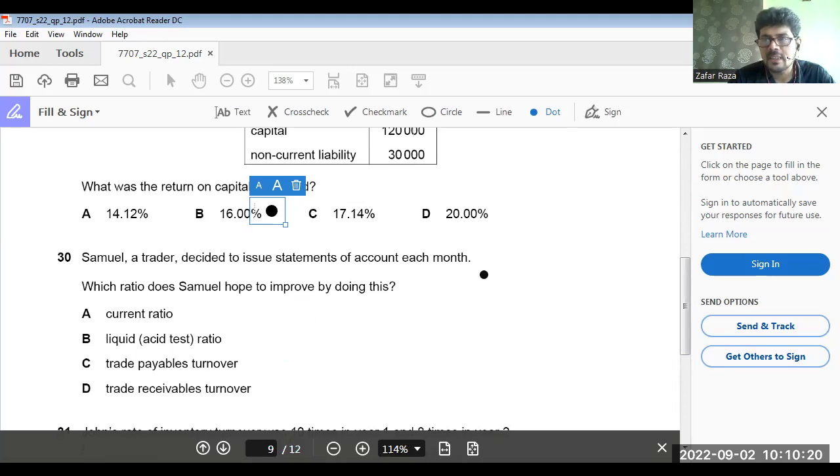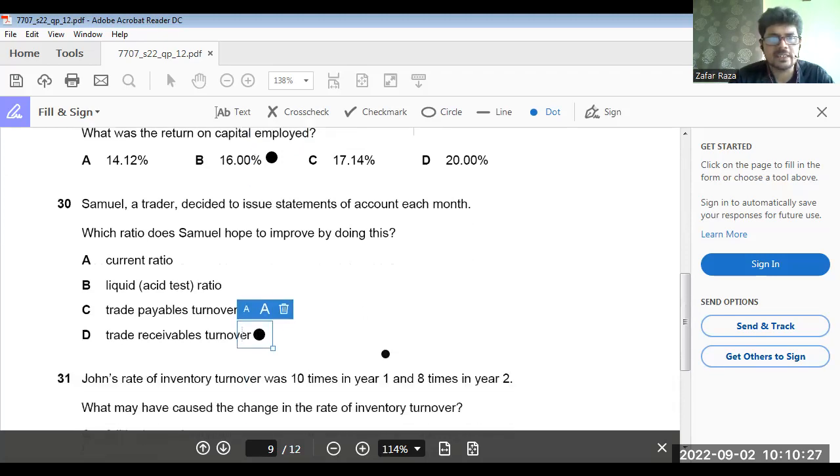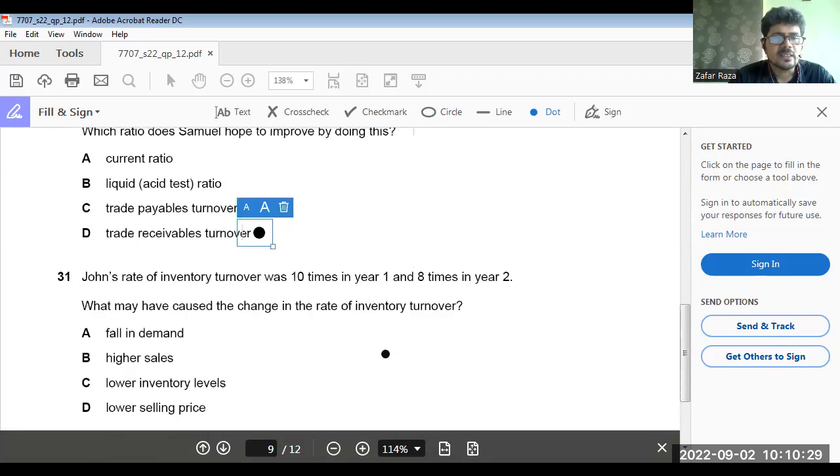Samuel, a trader, decided to issue a statement of account. Issue account means he is keeping records of all the customers. So which ratio is helpful? Trade receivable turnover, nothing else. John's rate of inventory turnover was 10 times in year 1, 8 times in year 2. What may have caused the change in the rate of inventory turnover? The first and the most important reason is fall in demand.